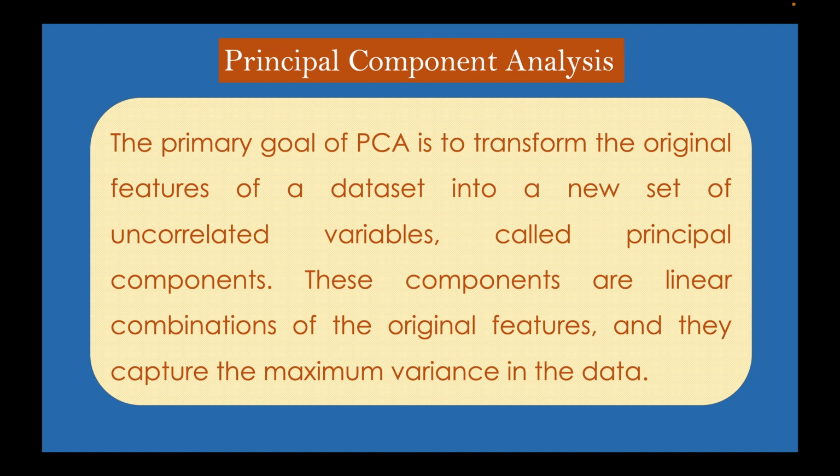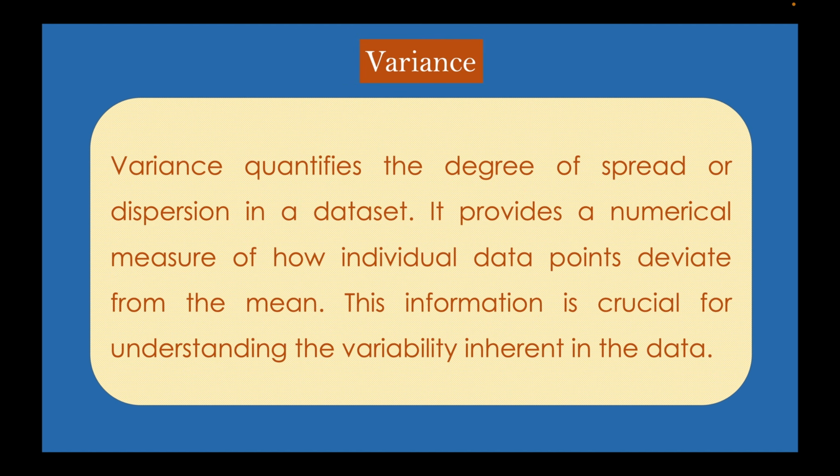Now, what is variance? Variance basically quantifies the degree of spread or dispersion in a dataset. It provides a numerical measure of how individual data points deviate from the mean. This information is crucial for understanding the variability inherent in the data.